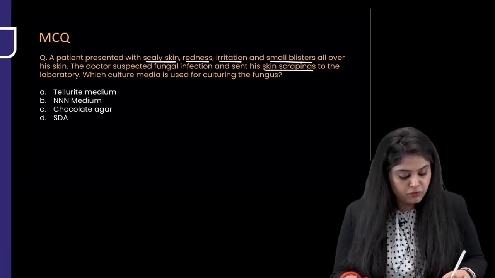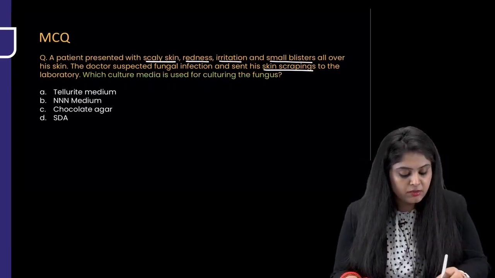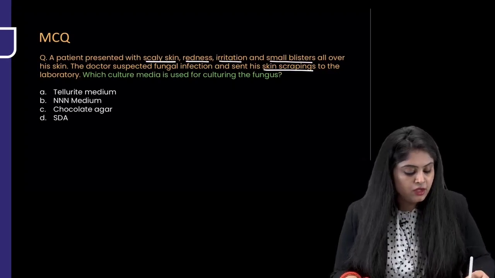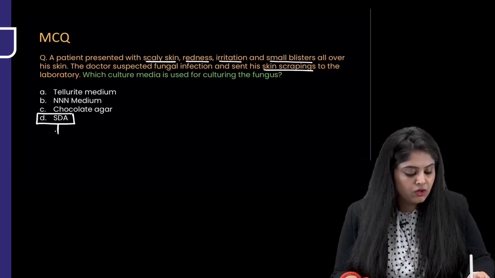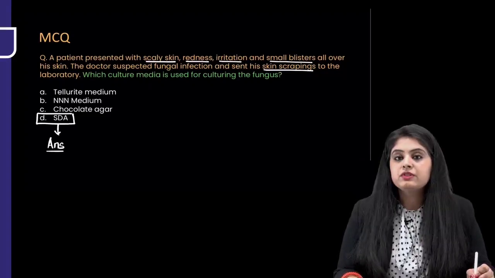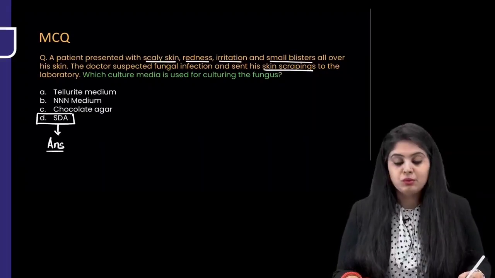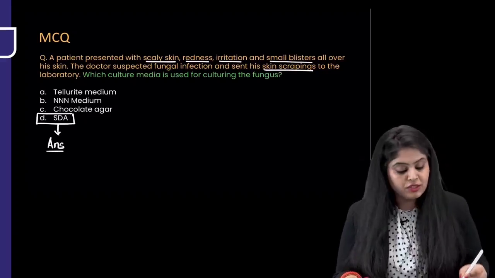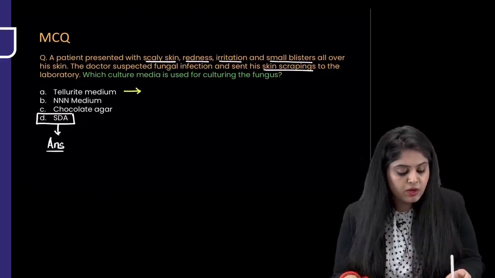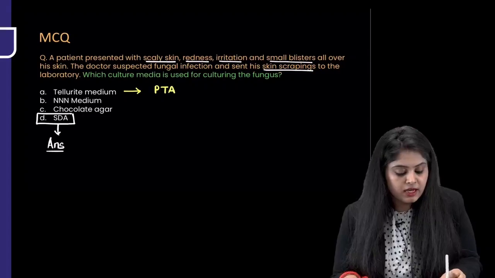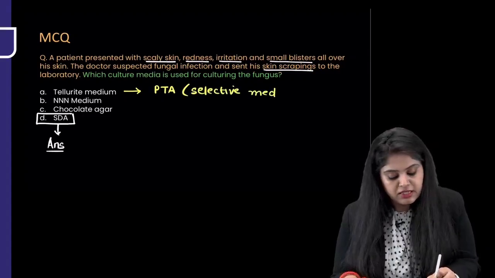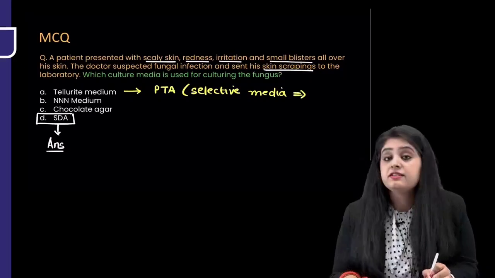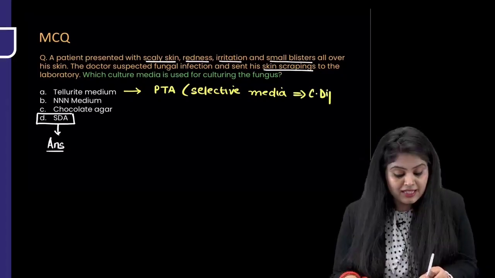So firstly, even if you would have read the last sentence, which culture media is used for culturing the fungus, you know for a fact that for fungal organisms, the culture media is SDA. But obviously, the purpose of this question is not this. You have to tell me the others also, because by now I'm assuming you've heard throughout the bacteriology section also. So when I talk about potassium tellurite agar, do you all remember this was a selective media? This was a selective media that you had for what? This was a selective media for Corynebacterium diphtheriae, right?